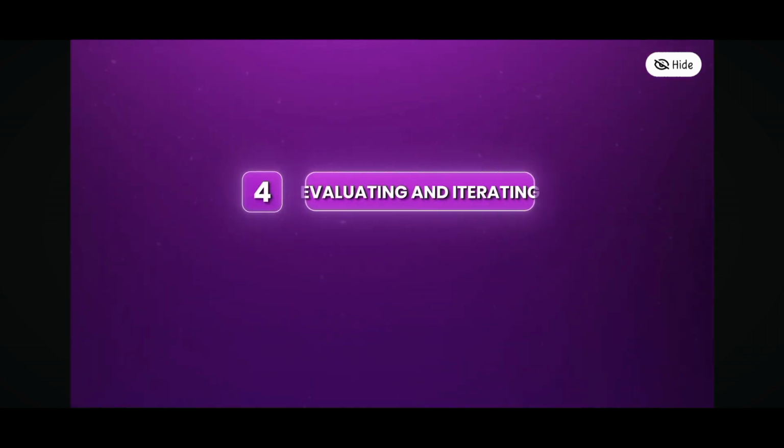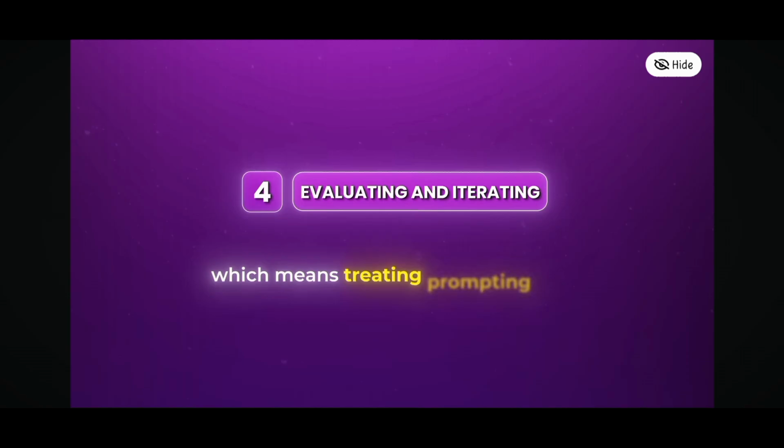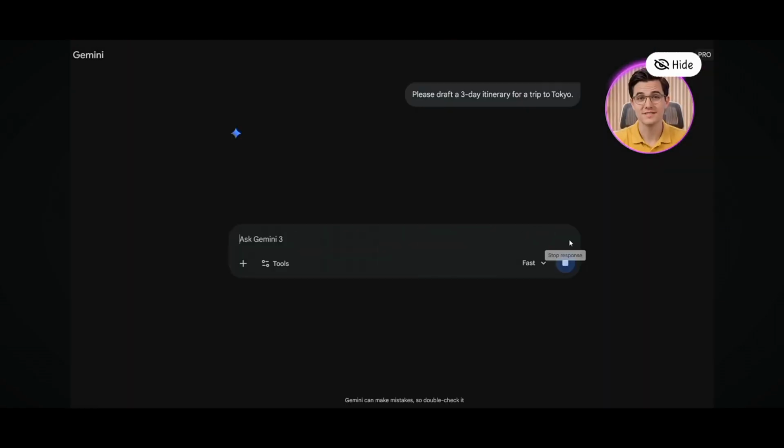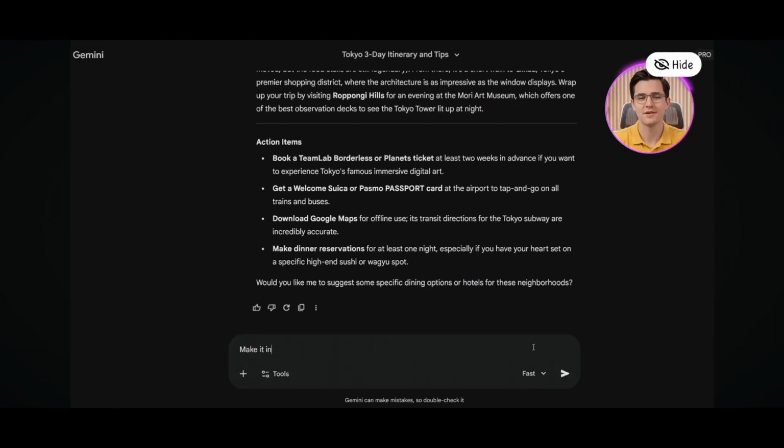The fourth step is evaluating and iterating, which means treating prompting as a back-and-forth conversation instead of a single request. Nobody writes perfect prompts on the first try, including professionals. The process is simple. Start with a draft, see what you get, identify what's missing, and refine your ask.